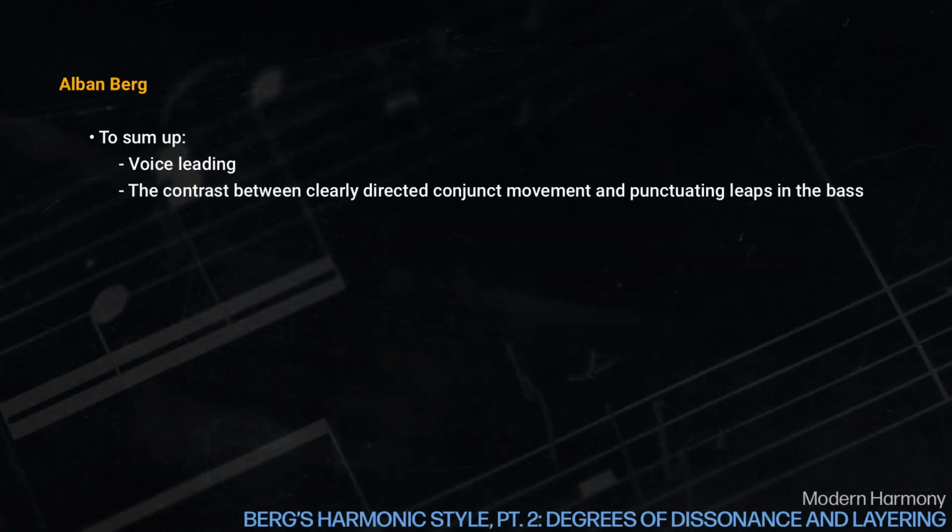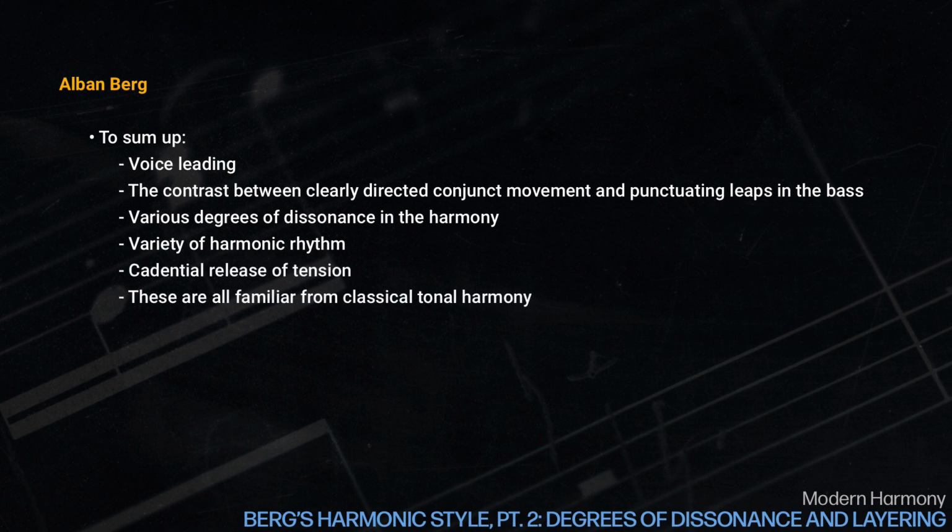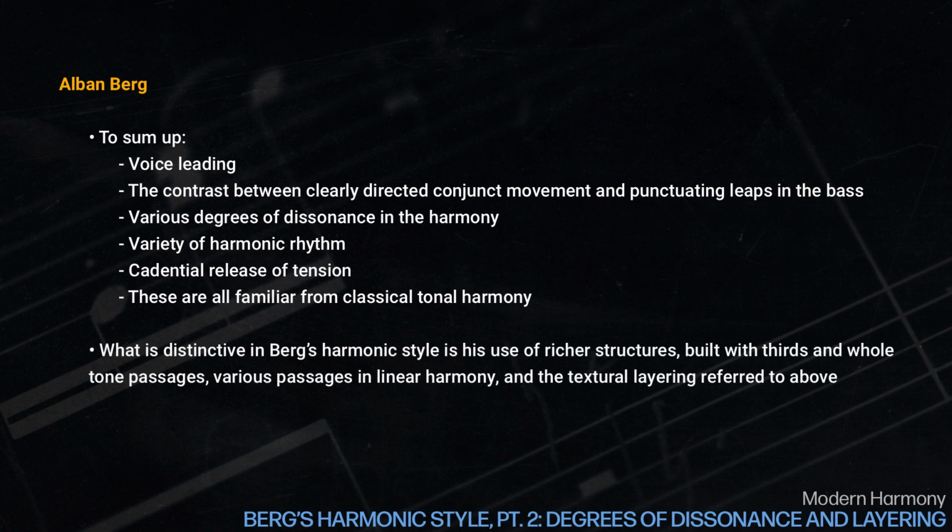To sum up, voice leading, the contrast between clearly directed conjunct movement and punctuating leaps in the bass, various degrees of dissonance in the harmony, variety of harmonic rhythm, and the cadential release of tension, these are all familiar from classical tonal harmony. What's distinctive in Berg's harmonic style is his use of richer structures, built with thirds and whole tone passages, various passages in linear harmony, and the textural layering referred to above.